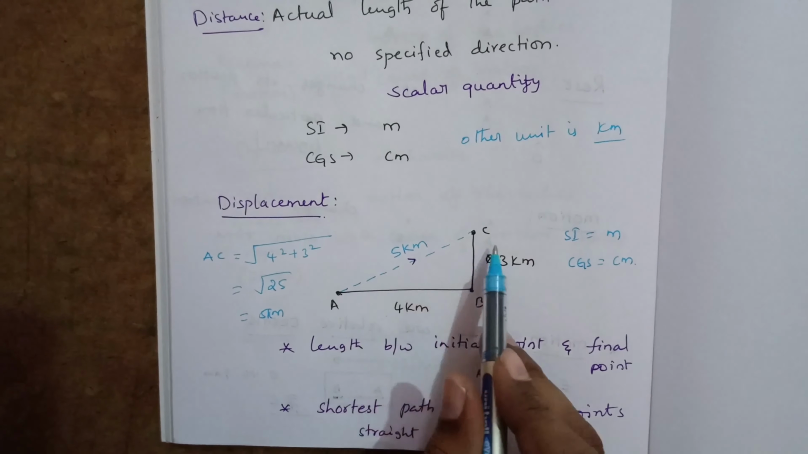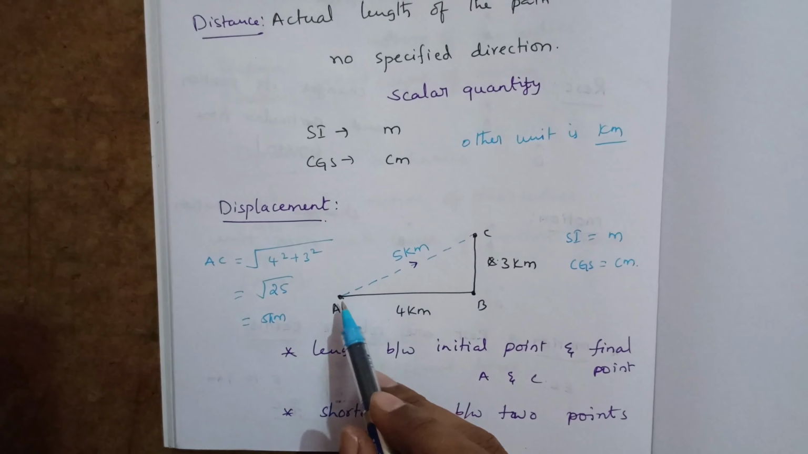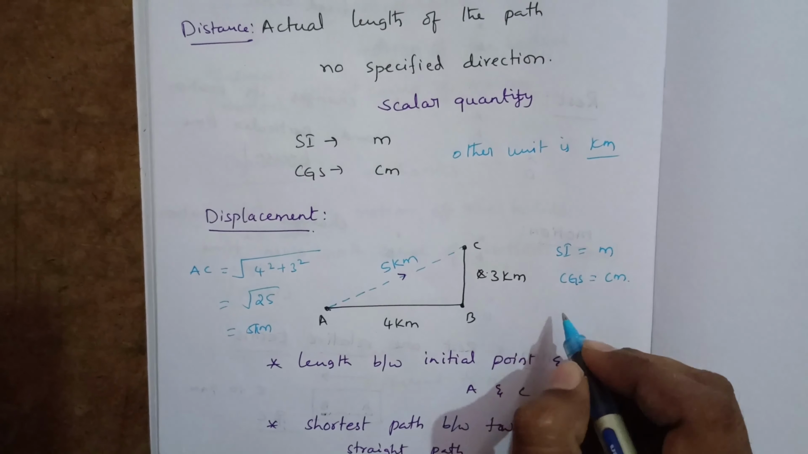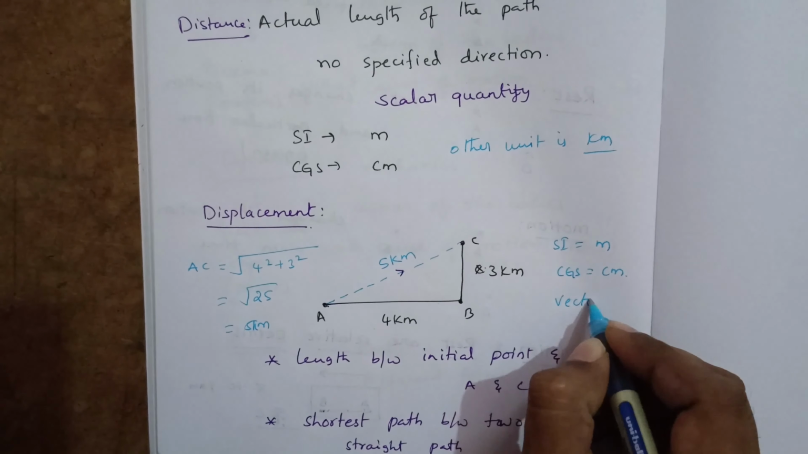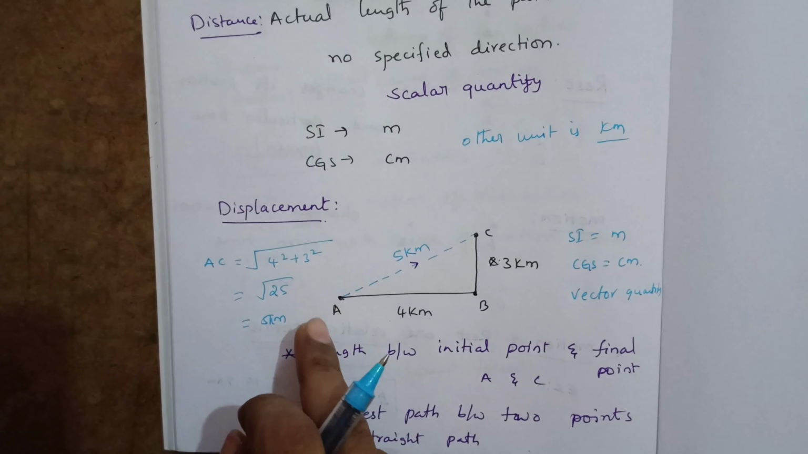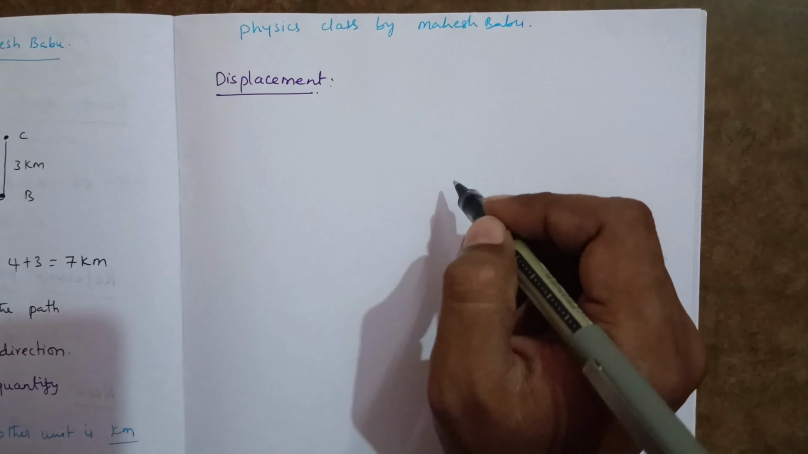Here we have direction. So as it is having a specified direction, displacement is a vector quantity. Displacement is a vector quantity. This is the direction, from A to C.